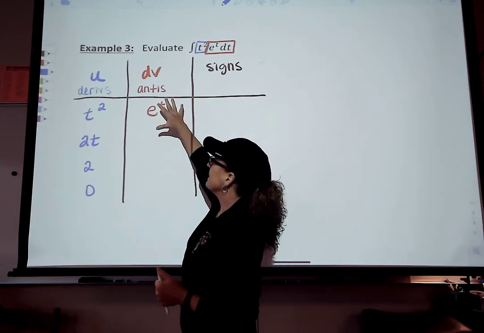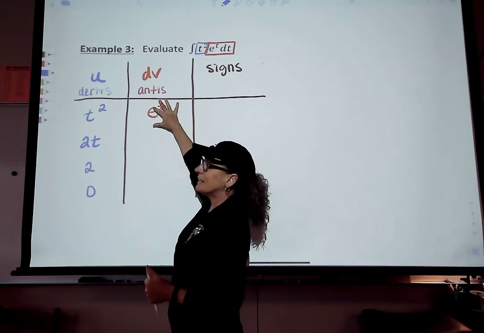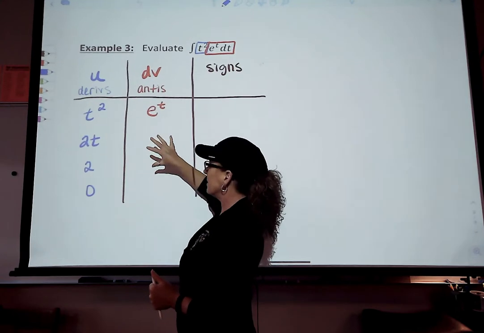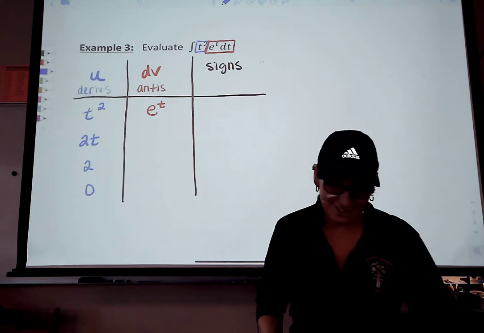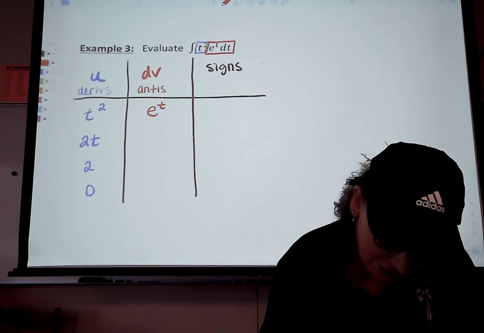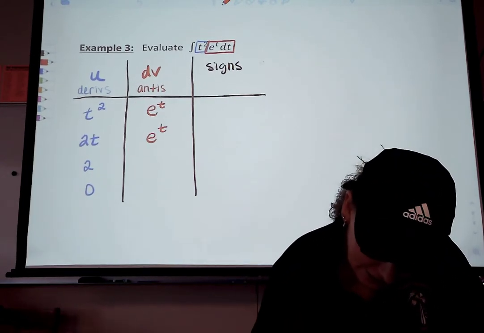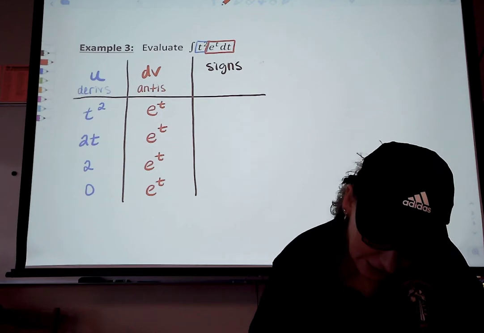Now, dv, these are your antiderivatives. So you need to keep doing an antiderivative for as long as you did derivatives in this column. So this is kind of cool. The antiderivative of e to the t is e to the t. e to the t, e to the t. That was cool.